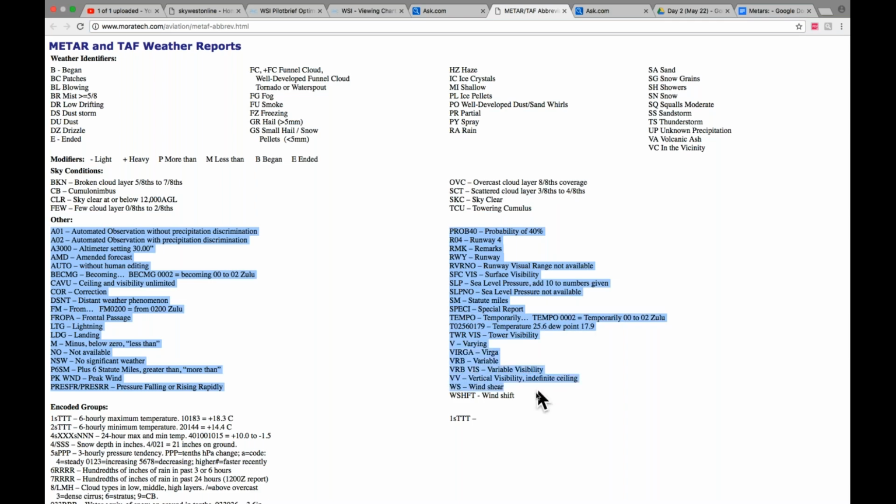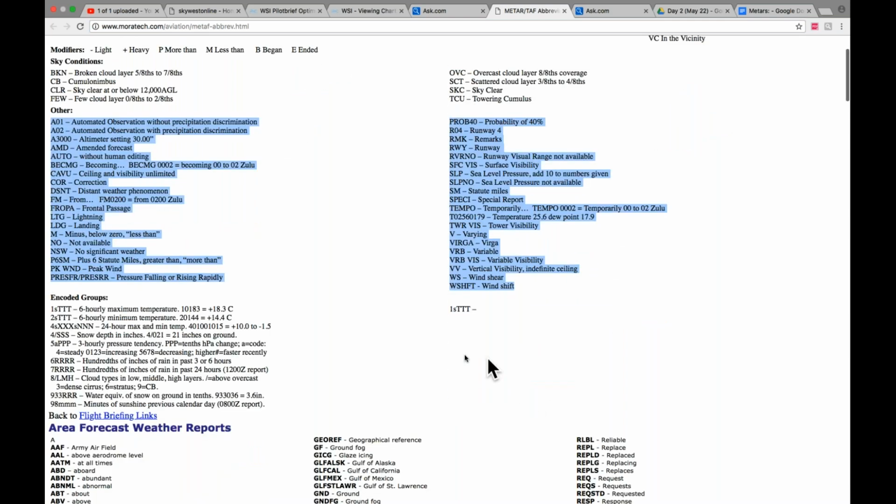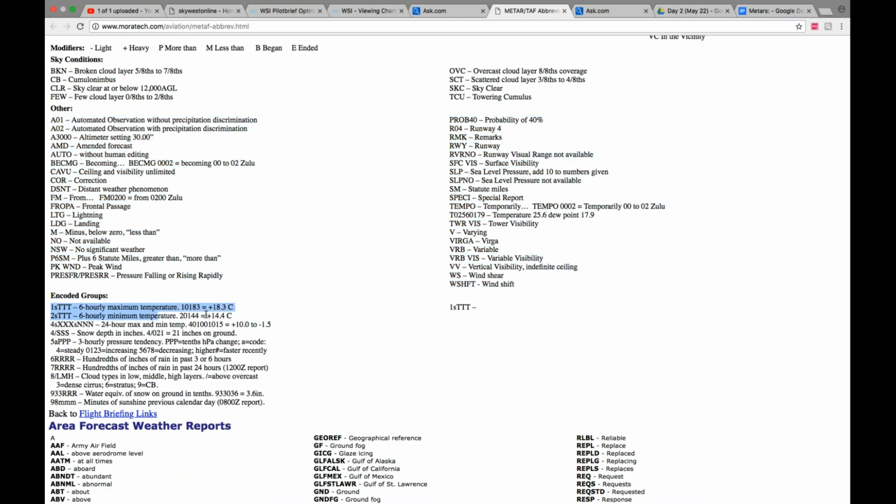If it's a remark, here are your different remarks. And then these encoded groups, this is in the remarks section. This is just like the 6 hourly maximum temperature. This is the blocks of numbers at the end of the METAR. This is what they mean, and this is how to decode them, okay?